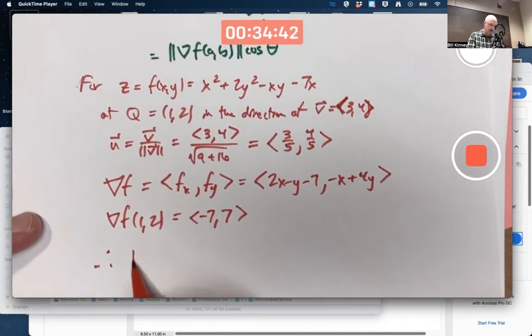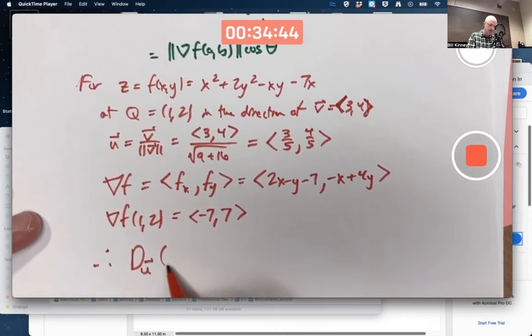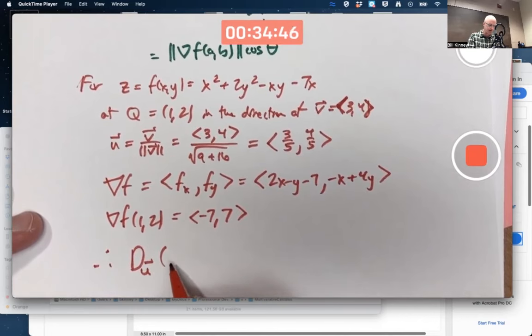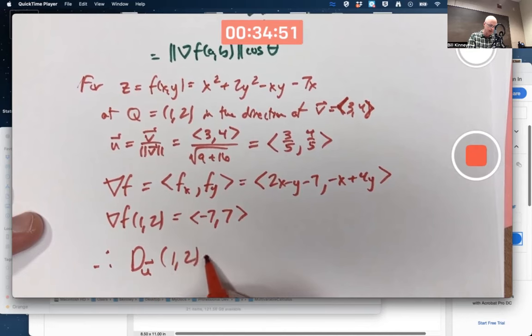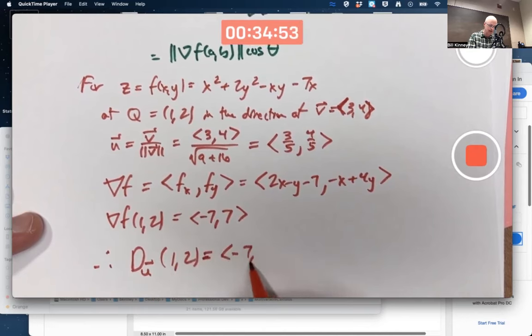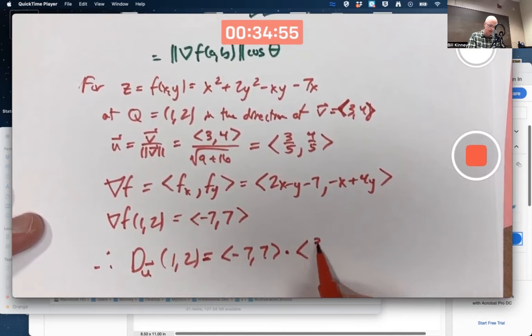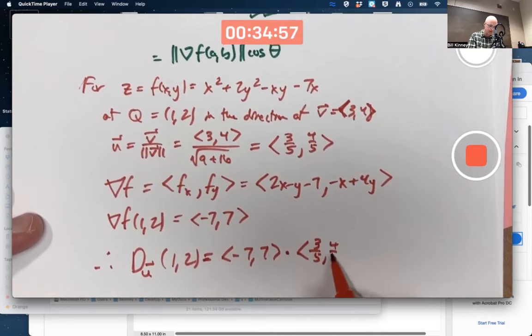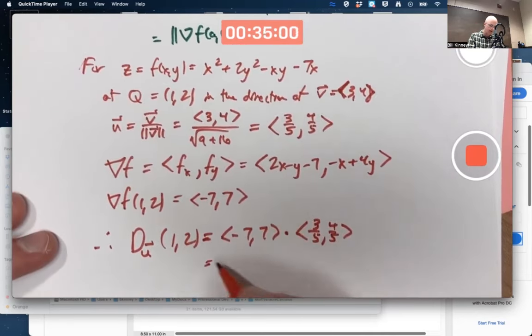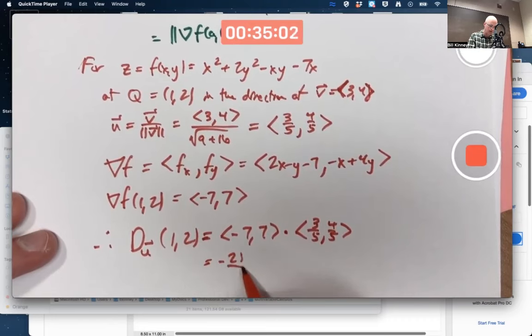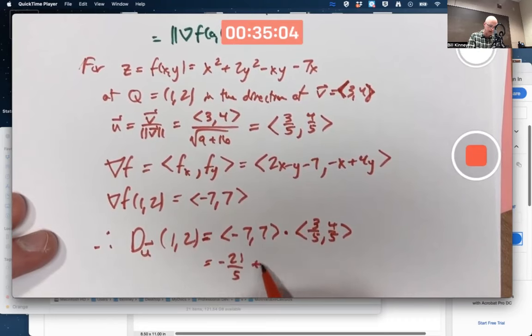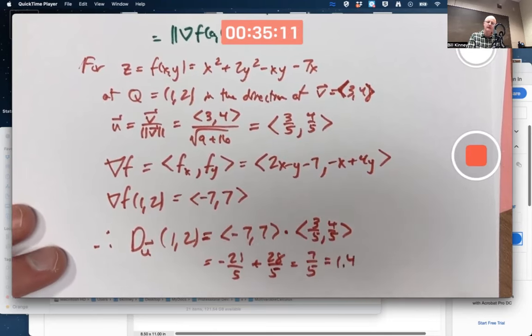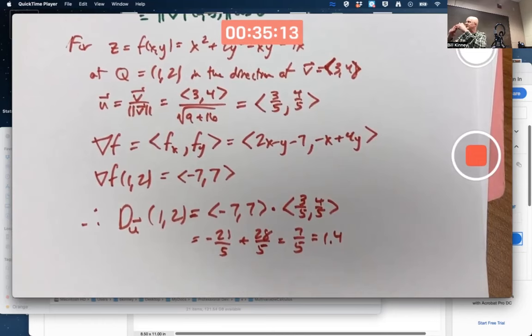And therefore, the directional derivative in the direction of the unit vector u, which is the same as the direction of the non-unit vector v, is the dot product of (negative 7, 7) with (3/5, 4/5). That'll be negative 21 over 5 plus 28 over 5. And that'll be 7/5 or 1.4. That is measuring the slope of the surface.